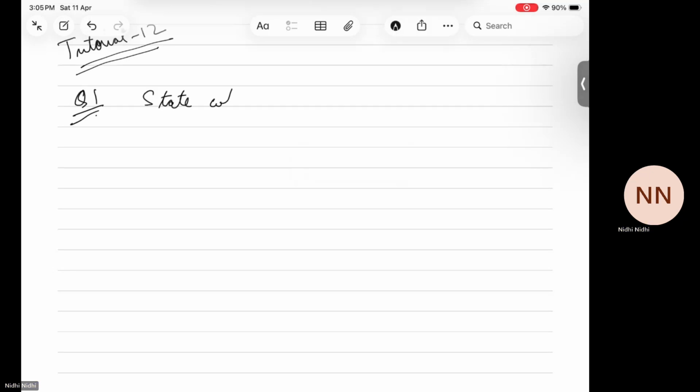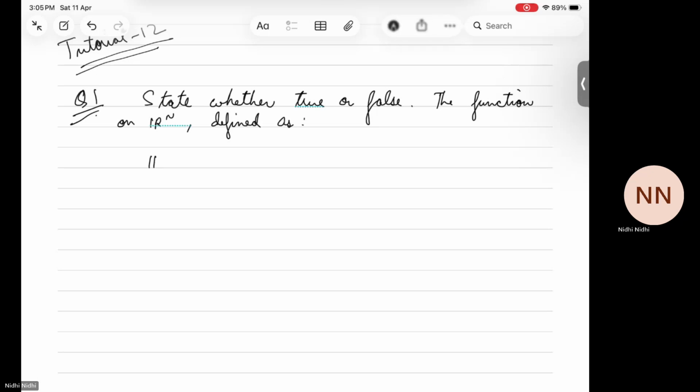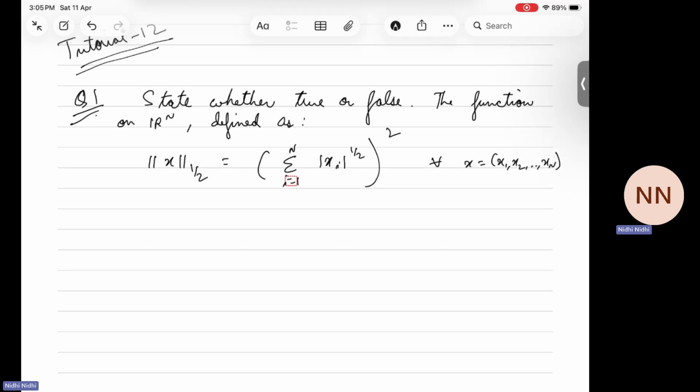State whether true or false. The function defined on Rn as follows: this notation is for the function at the point x is mapped to the summation i from 1 to n of mod xi to the power 1 by 2, whole square, and this happens for every x which is a tuple in Rn. So they're saying that this is a norm.